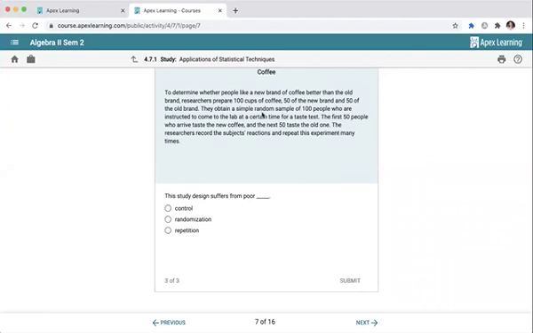Okay, and then finally here with cups of coffee. Researchers want to determine whether people like a brand of coffee better than the old brand. So they prepare 100 cups of coffee, 50 of the new and 50 of the old. They obtain a simple random sample of 100 people who were instructed to come to the lab at a certain time for a taste test. The first 50 people arrive and taste the new coffee, and the next 50 people taste the old one.